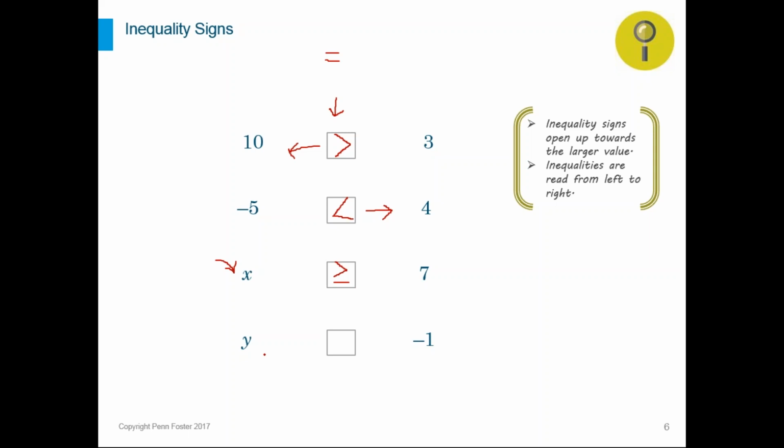For the y, let's say that y, this unknown value, is less than or equal to -1. What does it mean? It means that we do not have one value for y. It's a range of values. So that value can start from -1 and go down the number line. So another possible value would be -1.5, for example, or -10, or -20. All of these values are less than -1. Also, y can be -1 because we have the or equal sign here.